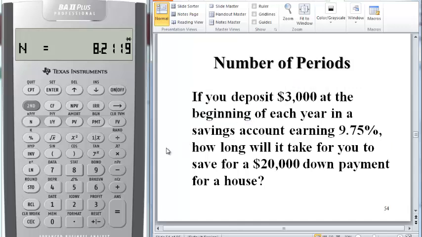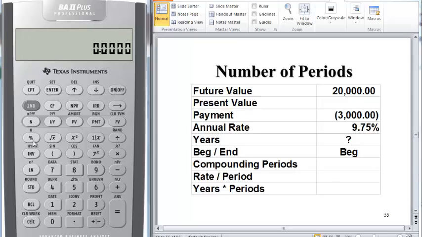So I deposit 3,000 at the beginning of each year in a savings account earning 9.75%. How long is it going to take for that to reach my down payment needed of $20,000? Well, the first thing we're going to do is clear our time value of money, so second FV. And I know that I need a down payment of $20,000, so that's a cash inflow. I know that I can deposit or outflow $3,000, and that's going every year, so that's a payment. I know that I can earn 9.75%, so that's an IY.